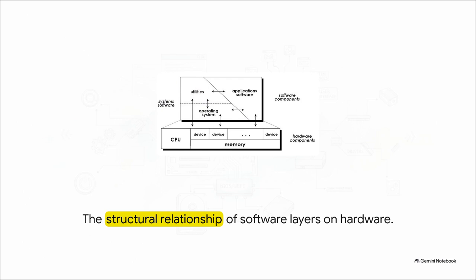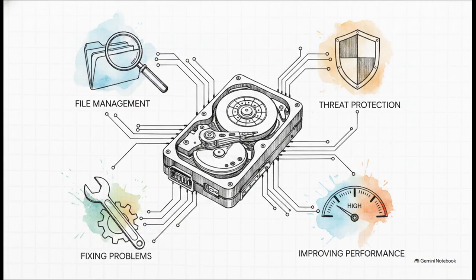So, quick check for understanding here. Where do you think a device driver sits in this stack? Well, it's firmly in the system software layer, acting as a direct translator that bridges the gap between the OS and the hardware. Now, zooming in on that system software layer, we have utilities. Think of utility software as your system's dedicated maintenance crew. For your exams, I want you to frame these as the 4 pillars of utilities.